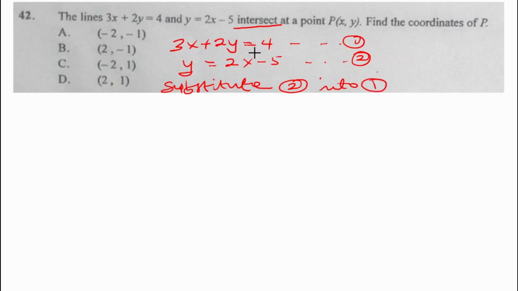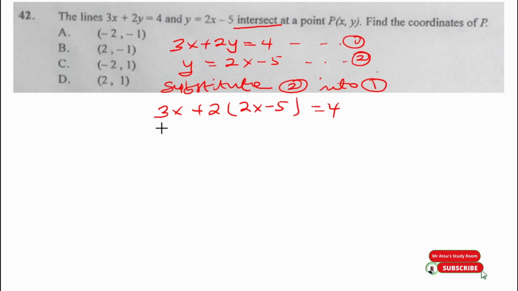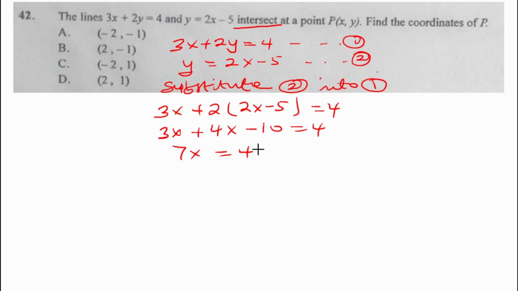That means wherever we see y in equation 1, we are going to put the whole of this there. So equation 1 now becomes 3x plus 2 times (2x minus 5), remember, y is now 2x minus 5, and that will be equal to 4. Simplifying further, we're going to have 3x plus 4x minus 10 equals 4. Grouping like terms, we're going to have 7x equals 4 plus 10. And 7x will be equal to 14. Dividing both sides by 7, x will be equal to 2.